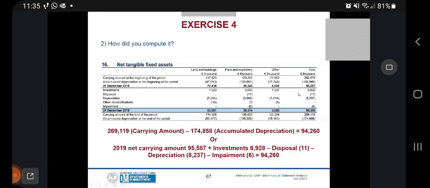Or the other option is the value of the 31st December 2018 plus the new investments minus the disposal minus the depreciation for the current year and minus the impairment losses. These are two different options in order to reach the goal.